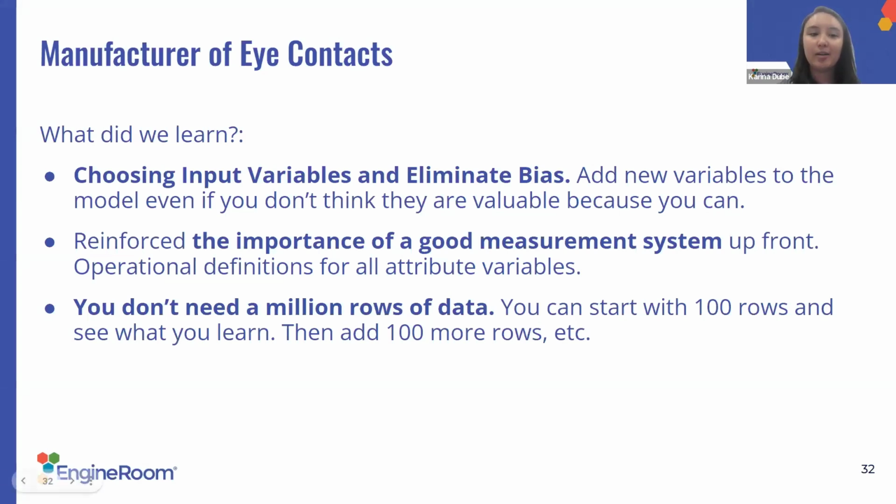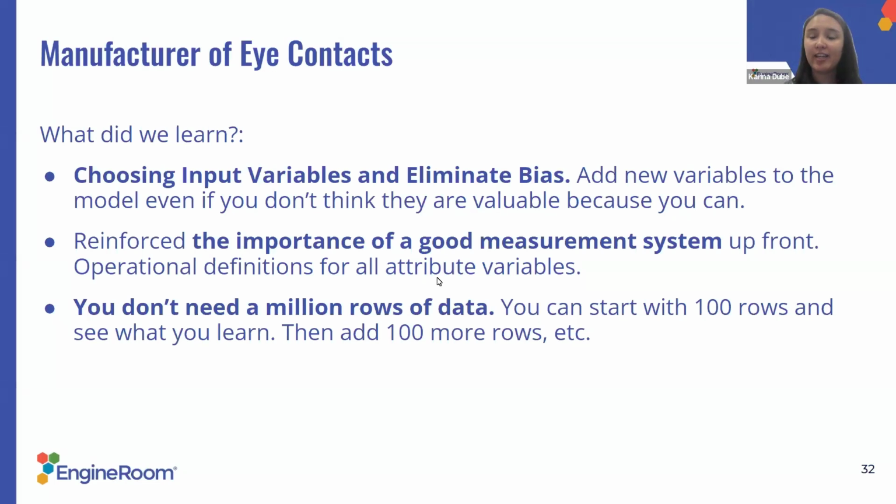Having those good measurement systems up front is important to making sure you have good data to input into your models. The third thing to learn from this case is you actually don't need millions of rows of data. You can start with 100 and then add more. In our case, we had 7,000 rows of data. So even in cases for root cause analysis, you can use fewer cases to at least start the process of understanding where the root causes might be.